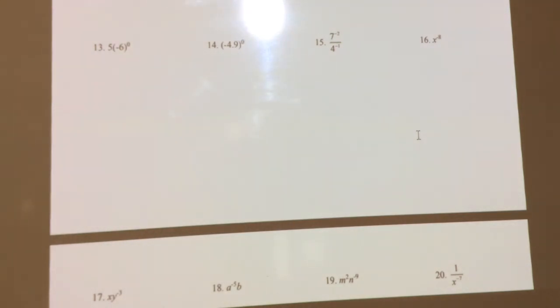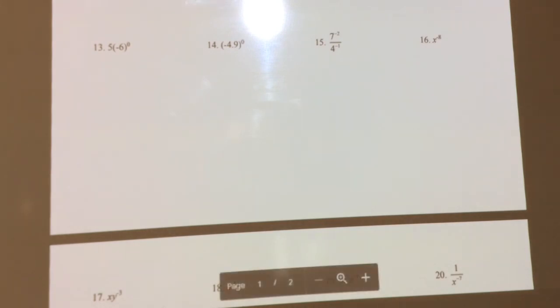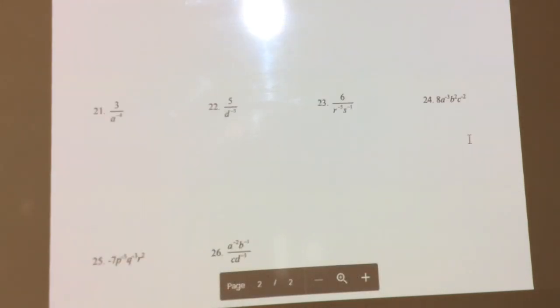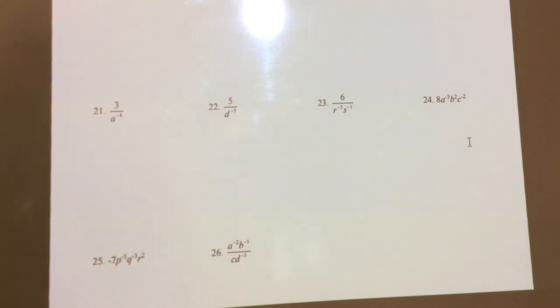Alright, what about the second page? Notice how we're back on the variables now. In my opinion, the variables will probably be a little bit easier because you don't have to do as much math. You're just literally moving things up and down. Feel okay? Yeah. Alright, awesome. I'm going to check on our guys on the computer, see if they're okay.